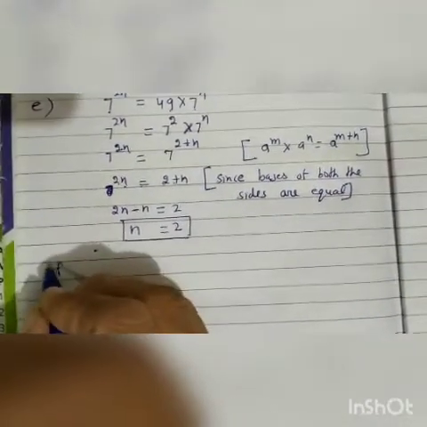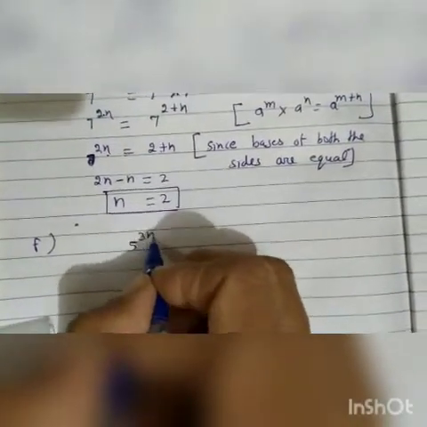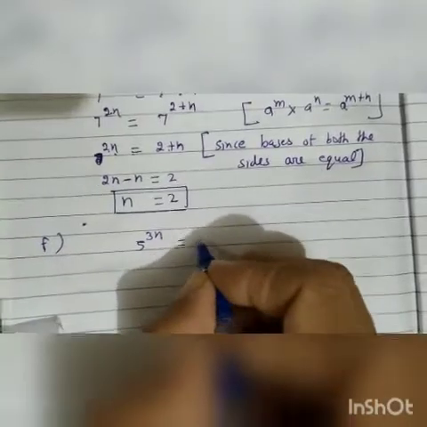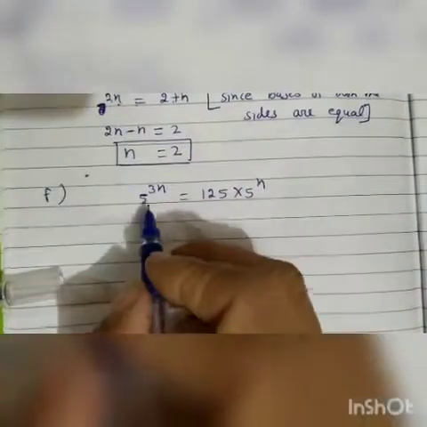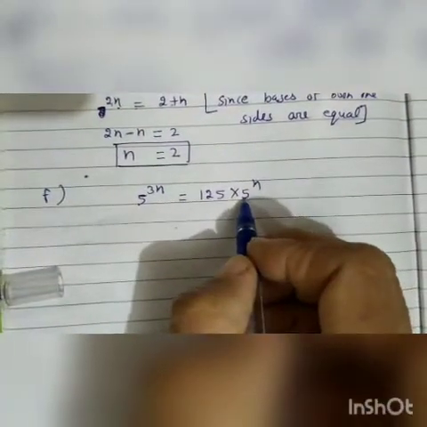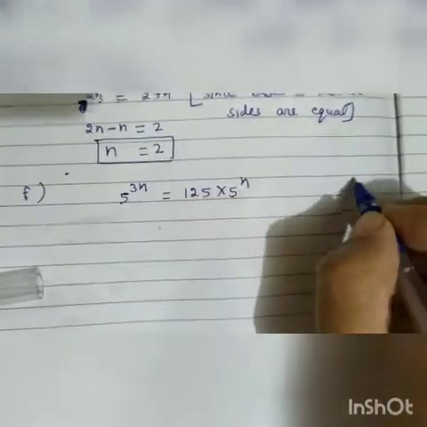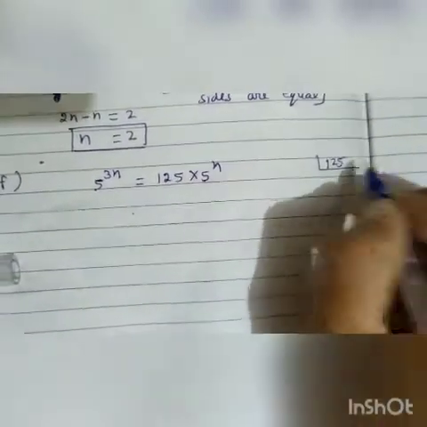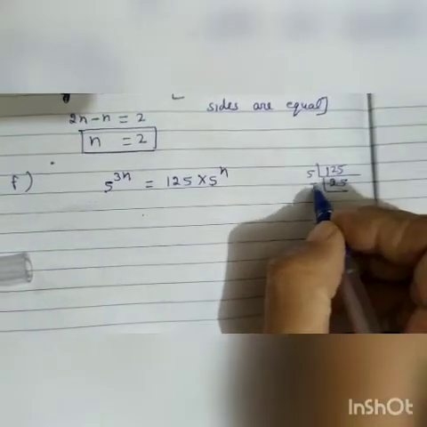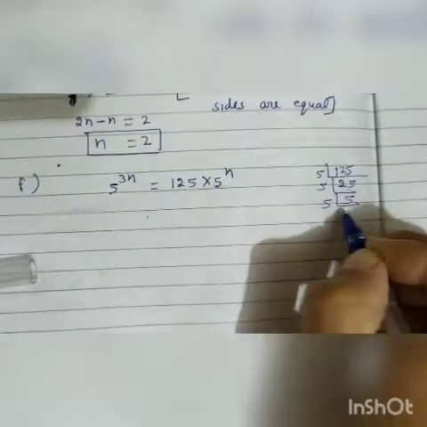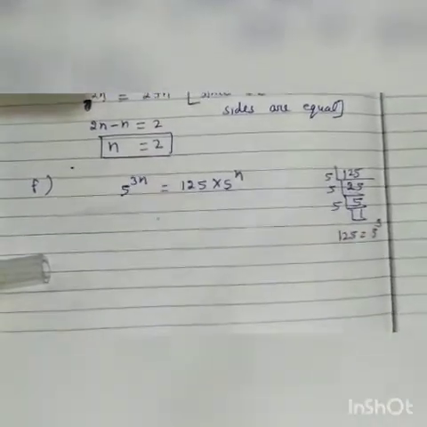Now F. In F part, it is 5 power 3n is equal 125 into 5 power n. Again here base is 5, here base is also 5. So we will convert this 125 also with the base 5. If we do prime factors of this 125, 5 2 are 10, 2 remainder, 5 5 are 25, 5 5 are 25, 5 1 are 5, means 125 is equal 5 power 3.